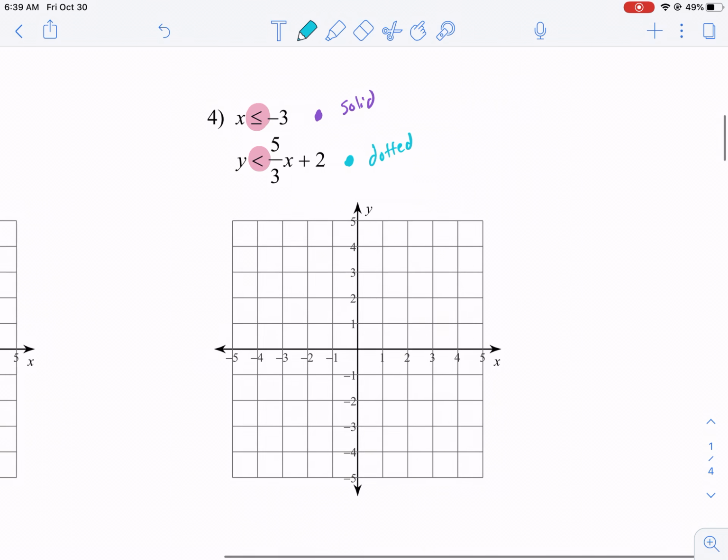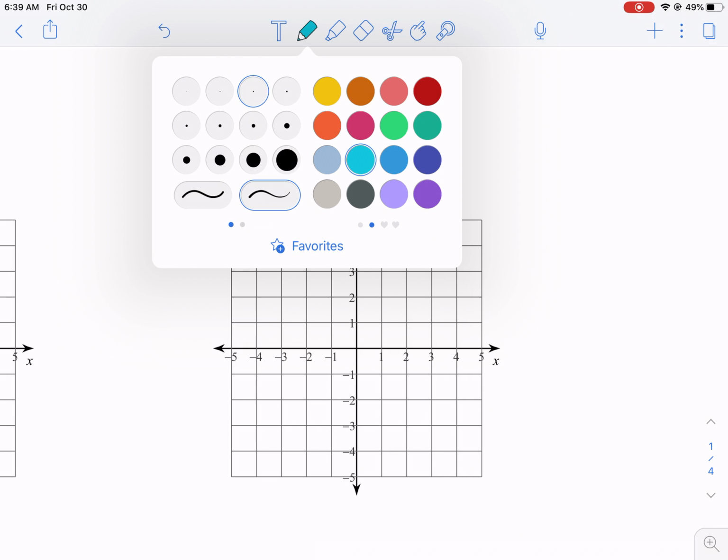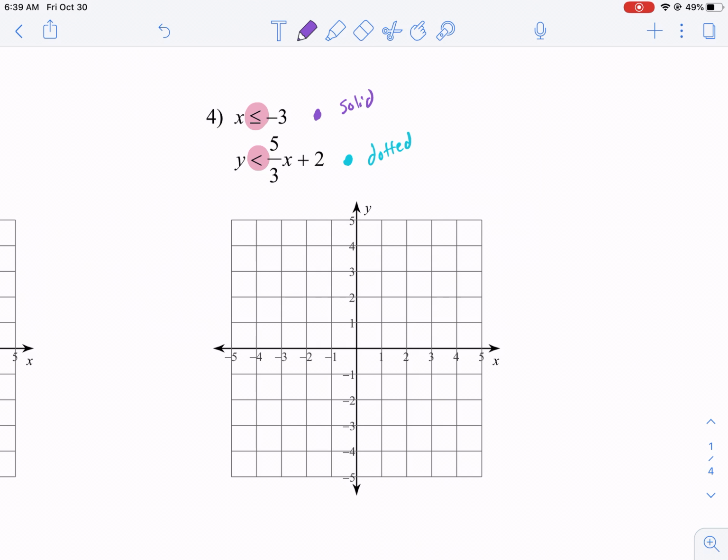Now this is a little tricky because we have x is less than or equal to -3. This is a vertical line with an undefined slope. So we're going to go to -3 here, and we're going to make a vertical line at x equals -3. Check out some of my other videos where I talk about that. Okay, so that's my first step. I'm just going to graph the lines, and then I'm going to go to the dotted, and I start at y-intercept of 2, and then I'm going to go up 5.